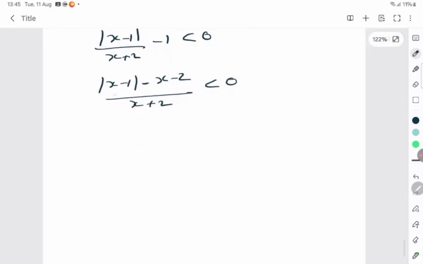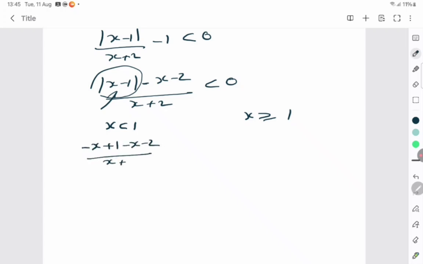Okay, let us find the cutting point. You know, for this the cutting point is, let's redefine this mod function first. To redefine this mod function, I'm going to consider that x is lesser than 1 and x is greater than or equal to plus 1. So this becomes negative: minus x plus 1 minus x minus 2 by x plus 2. So the function itself is minus 2x minus 1 by x plus 2 is less than 0.